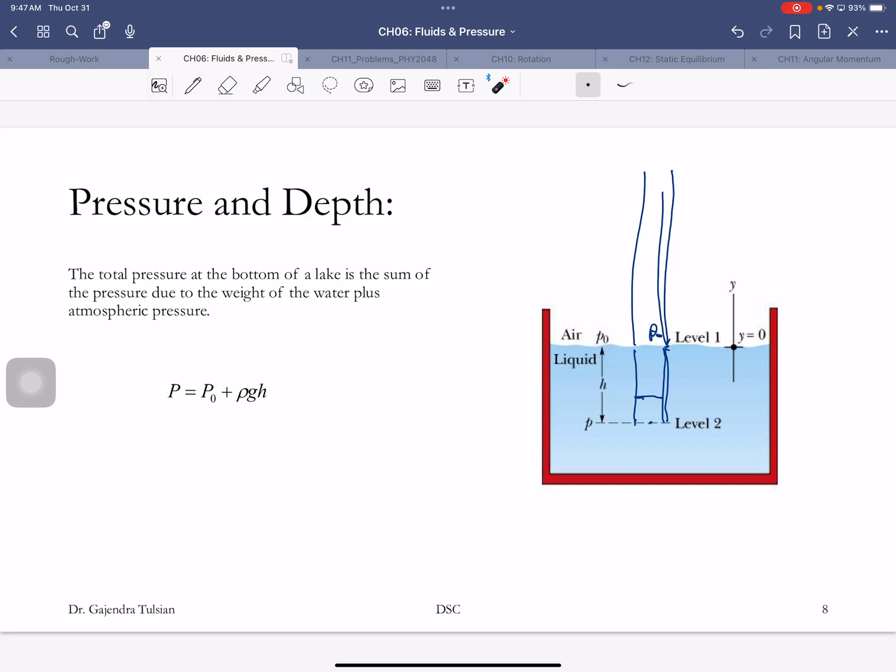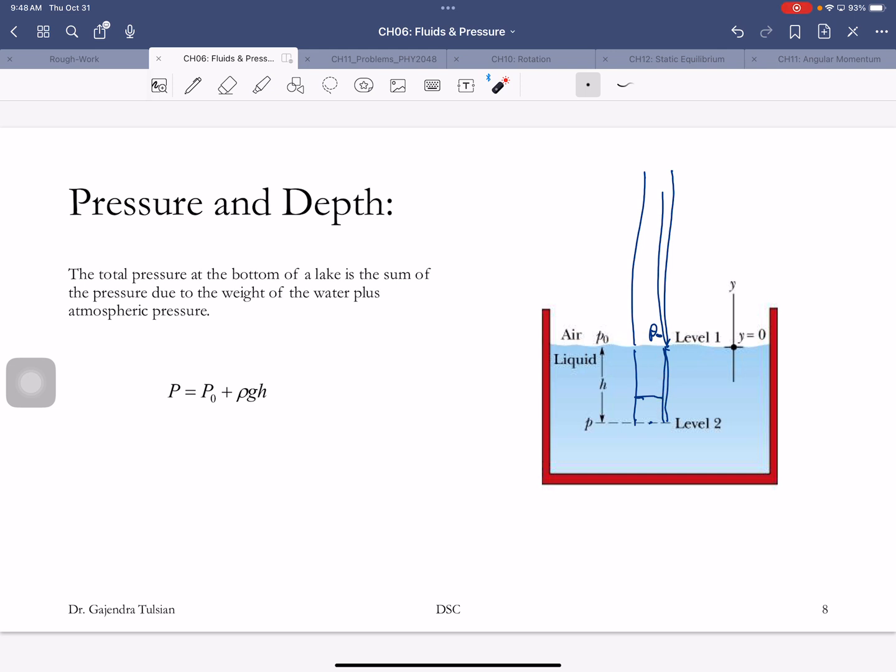Now, if this were water, if you go 33 feet deep, this will equal that. That's 1 atmosphere. That's what we mean. If you go 66 feet underwater, this will equal 2 atmospheres. If this were mercury, you go 76 centimeters under mercury.